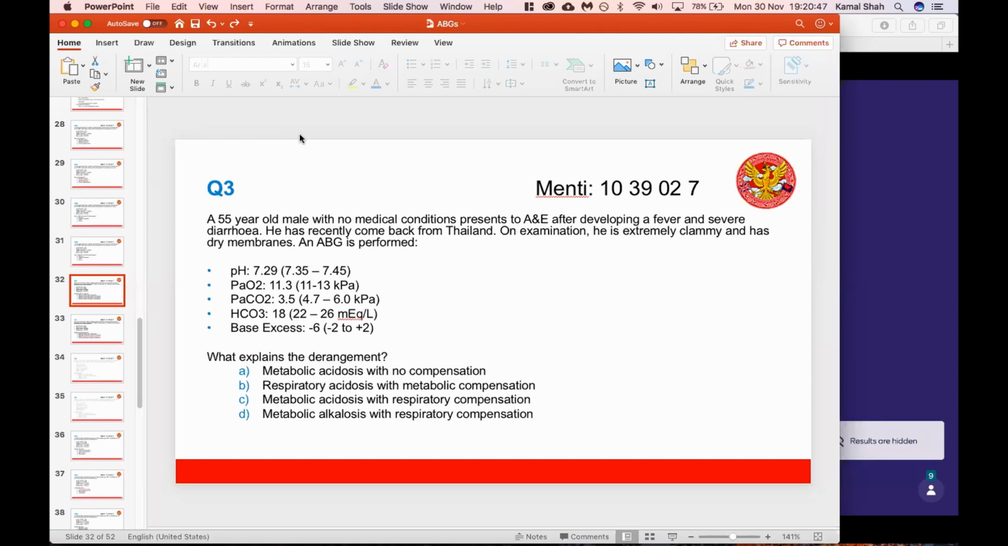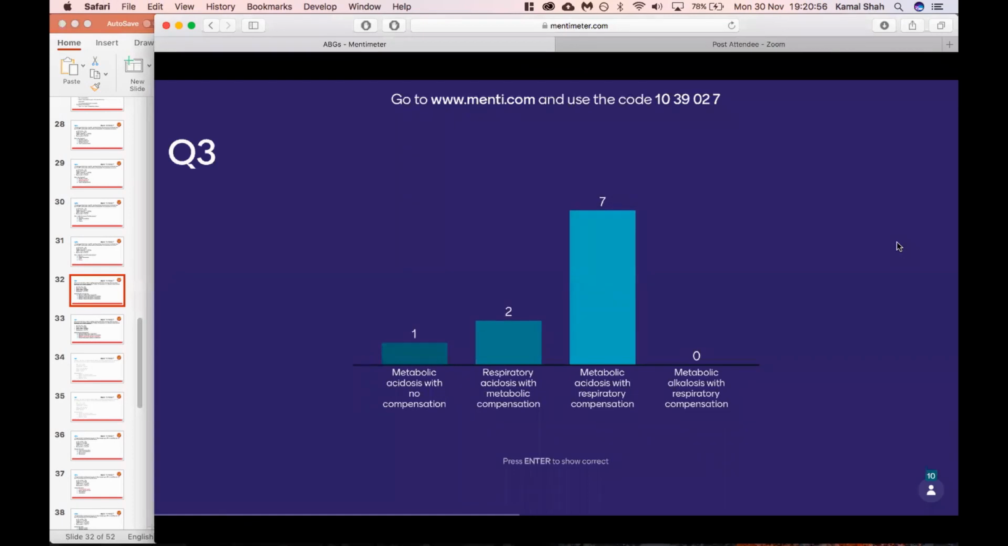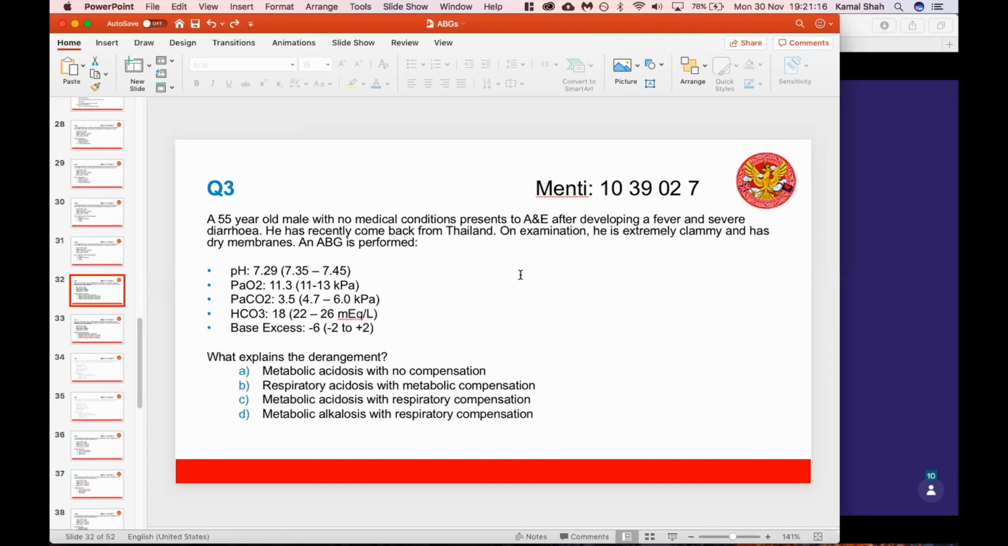So this looks like a slightly trickier question. You guys are taking a bit more time. We've got 10. Okay. So if I see what you guys have said. Oh, okay. Fine. So we've got some differing opinion. Most of you have gone with metabolic acidosis with respiratory compensation. We've got a few respiratory acidosis with metabolic compensation, and we've got one with no compensation. Okay, so I think this is one of the harder questions. So if you can get this question, you're doing really, really well.